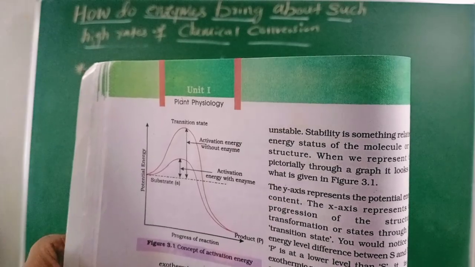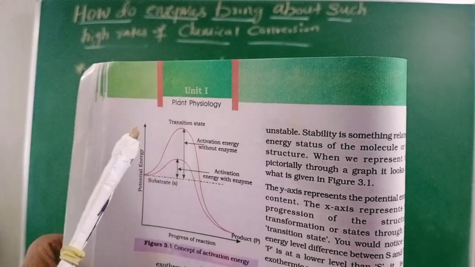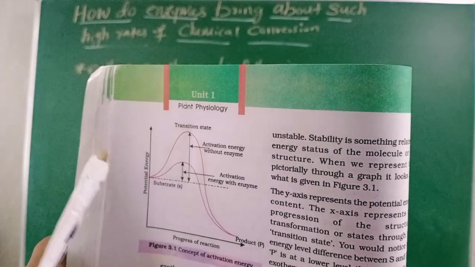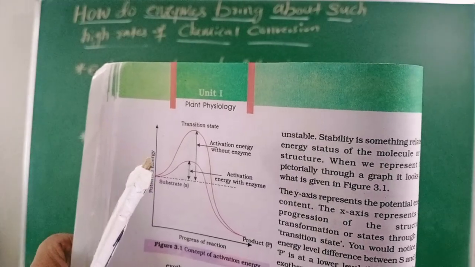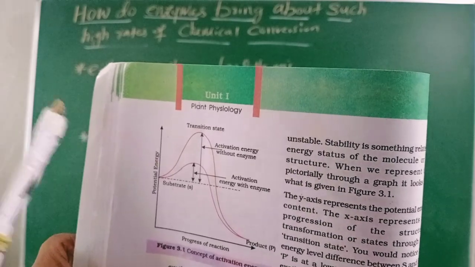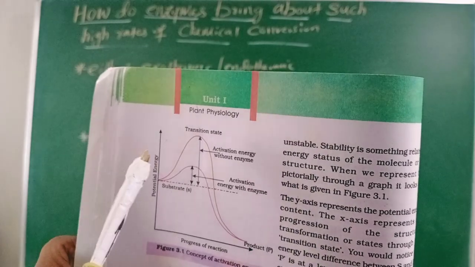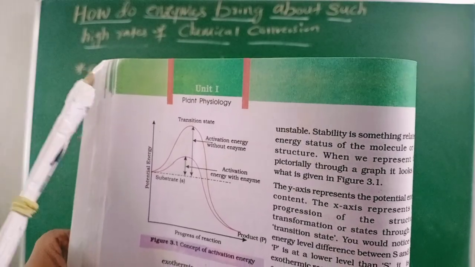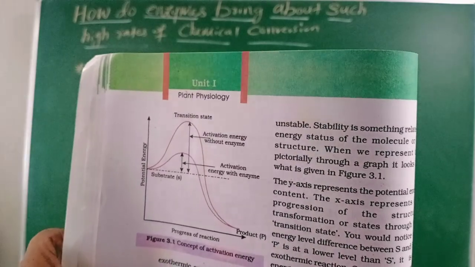Who is bringing down the activation energy that is required? Enzyme. Enzyme brings down the activation energy that is required for a reaction and makes conversion of substrate to product easier.